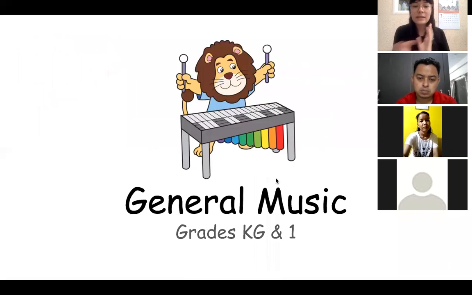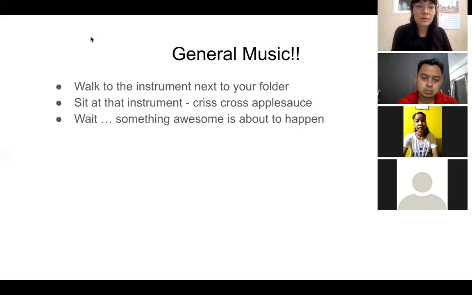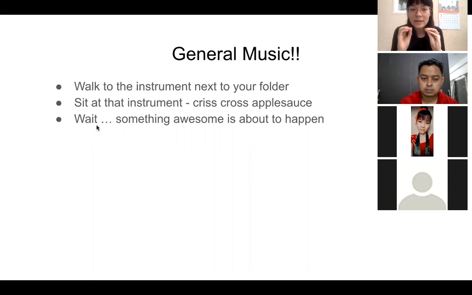So I had my class, general music, KG and 1, it was combined. This was not written because they're not good at reading yet, but you can do something like this. Walk to the instrument next to your folder. So I told them where to go when they would walk into the class. Sit at that instrument, crisscross applesauce. And then wait, which means quietly wait, because something awesome is about to happen. So these are the instructions I would give them when they would walk in class.